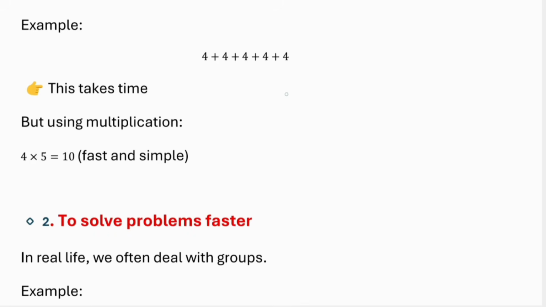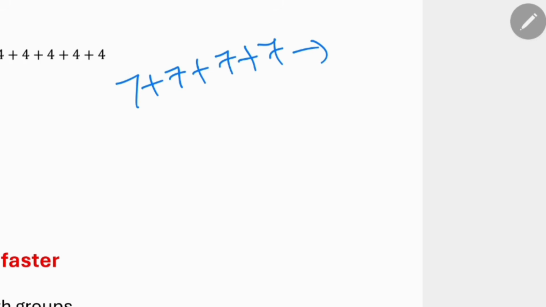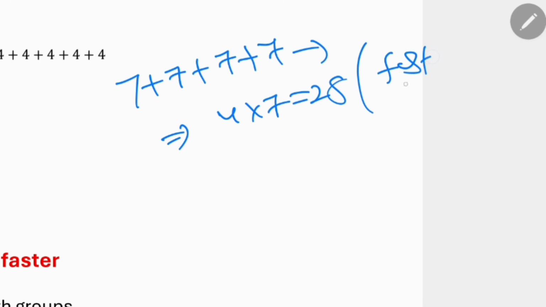For example, 7 plus 7 plus 7 plus 7. It means 7 repeated 4 times. When we try to add these 4, it takes more time. If we use multiplication, we can do this sum. That implies 4 into 7 is equal to 28. This is fast and simple.